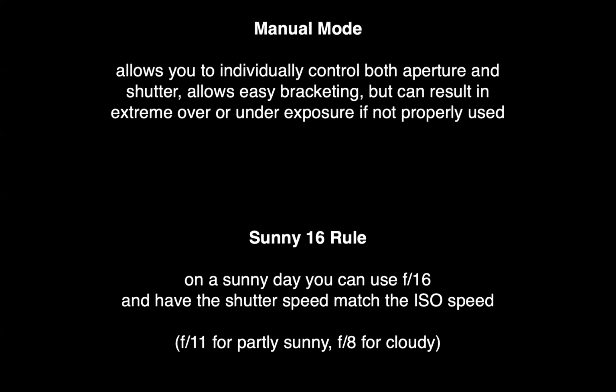Not as important in digital photography, but in film photography, we used to use the sunny 16 rule. So if it was a sunny day, you could set your aperture to 16 and then just match your shutter speed to your ISO, and you would almost always get a perfect exposure. And you just go one stop more light for partly sunny and another stop beyond that for a fully overcast cloudy day.